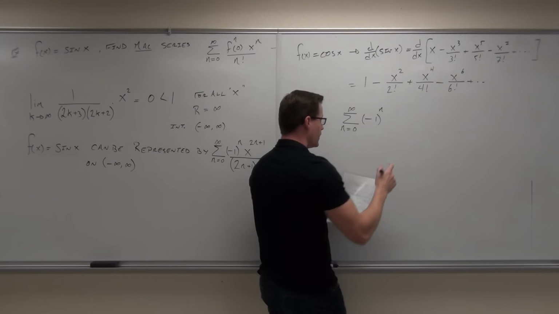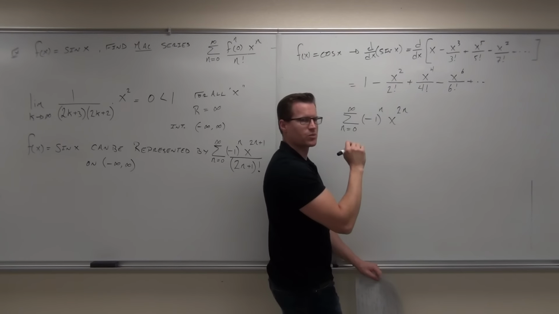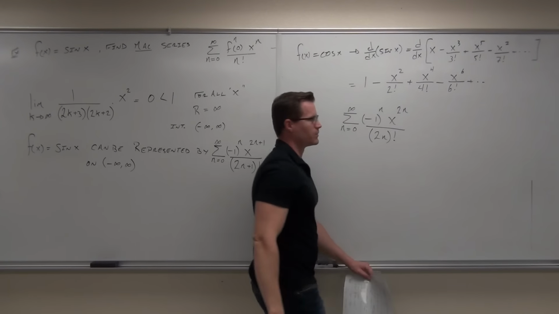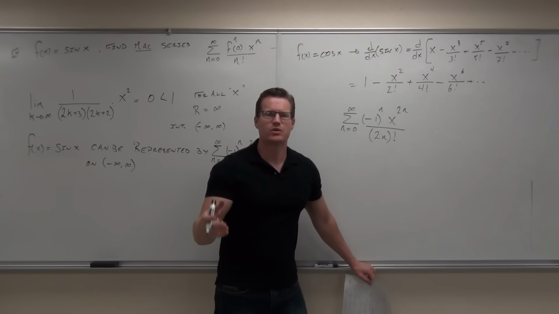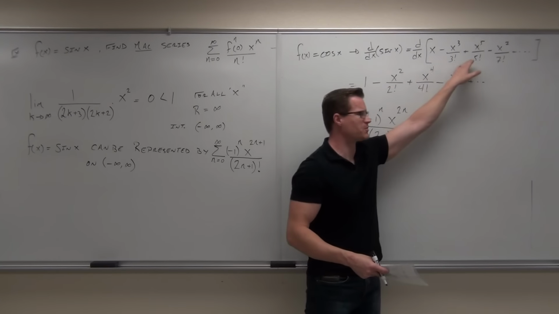It's still alternating. It's still x to a power, but it's only even powers. You don't get the plus 1 over 2n factorial. Do you guys get that? So we didn't even have to do any work for it. We took a derivative of sine. Derivative of sine's cosine, no problem. Take a derivative term by term.